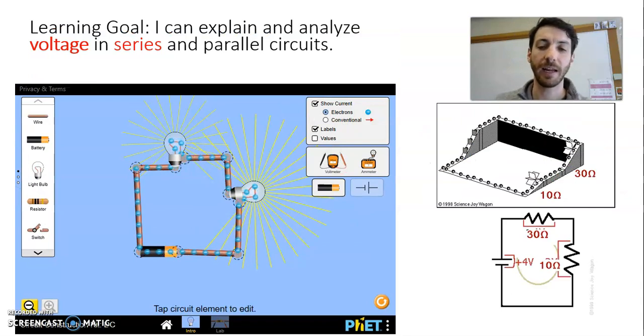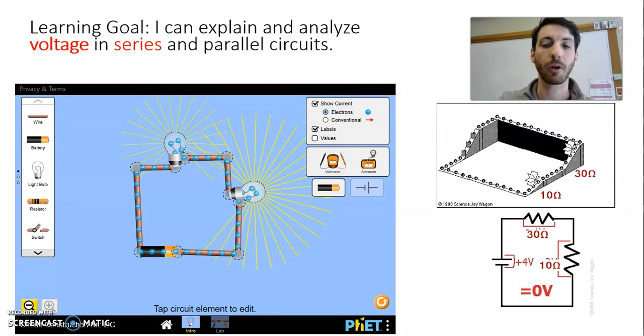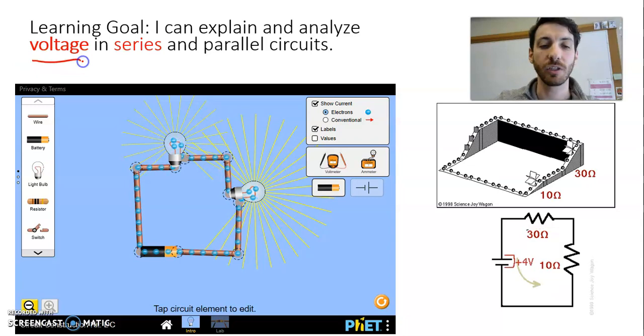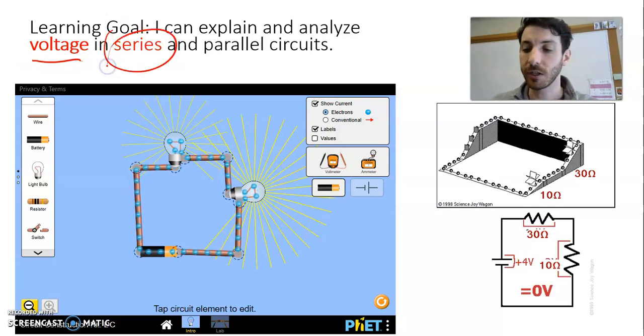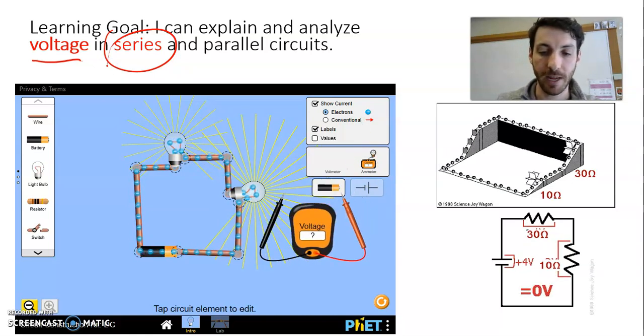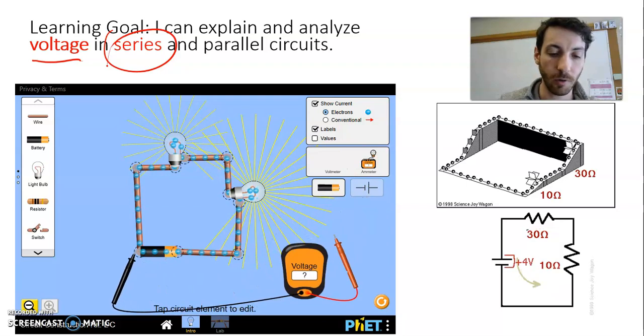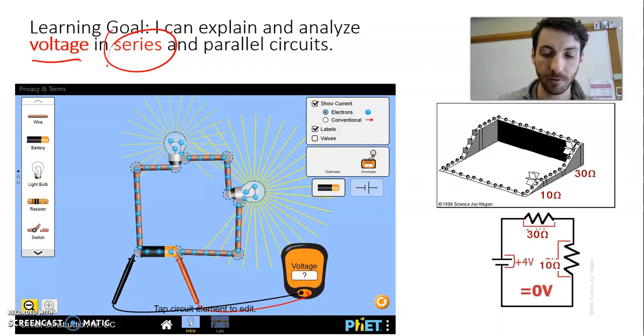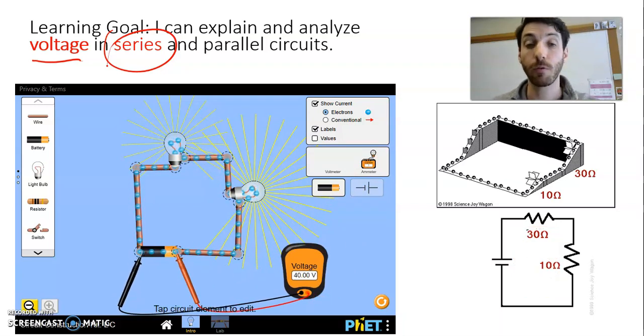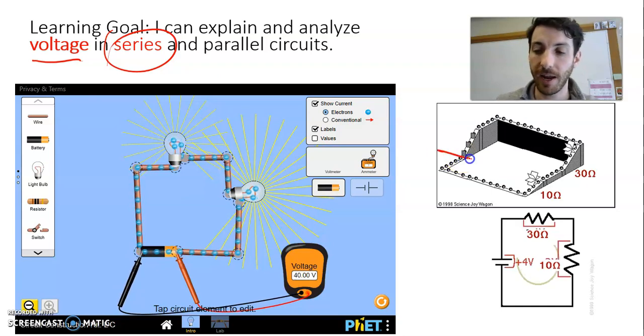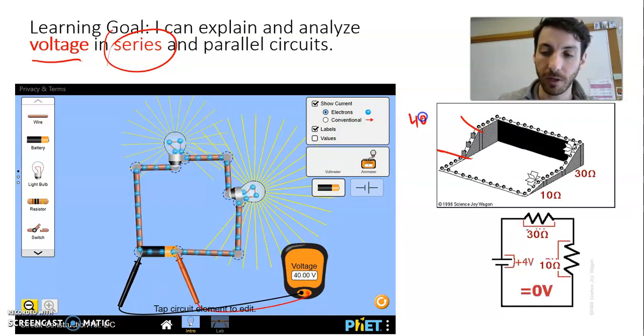So what does this mean in series circuits? Remember our learning goal: we're trying to analyze and explain voltage in series and parallel. Let's first look at series. Here are various schematics of series circuits. If we take our voltmeter and go across our battery, we find 40 volts. So this gain right here is 40 volts.